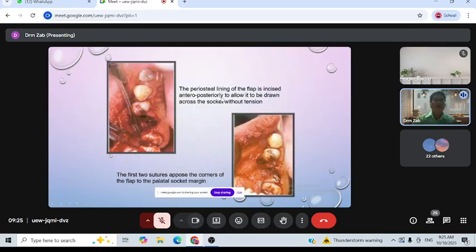Here, this is where you cut the periosteum. This is the vestibule. This is the inner part of the flap. This is where you cut the periosteum. Once you have cut the periosteum, you can advance it freely. Then you can close it primarily. Very important, here we have reduced the height of the alveolar bone.